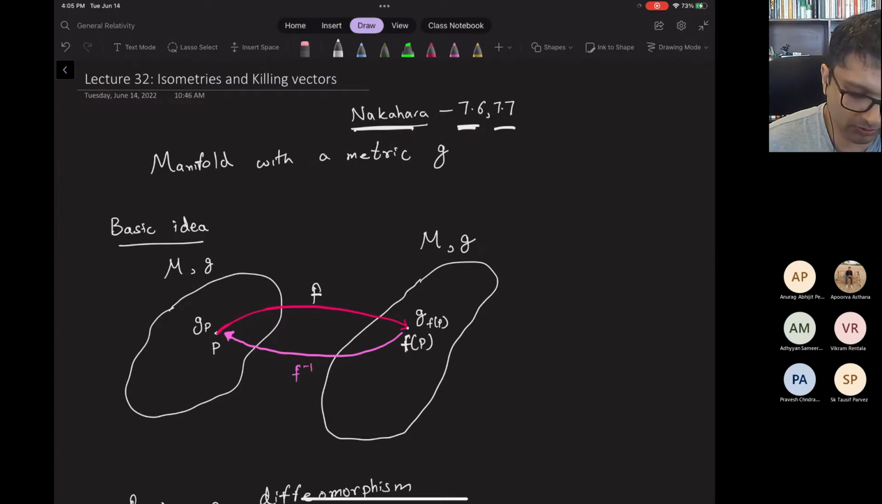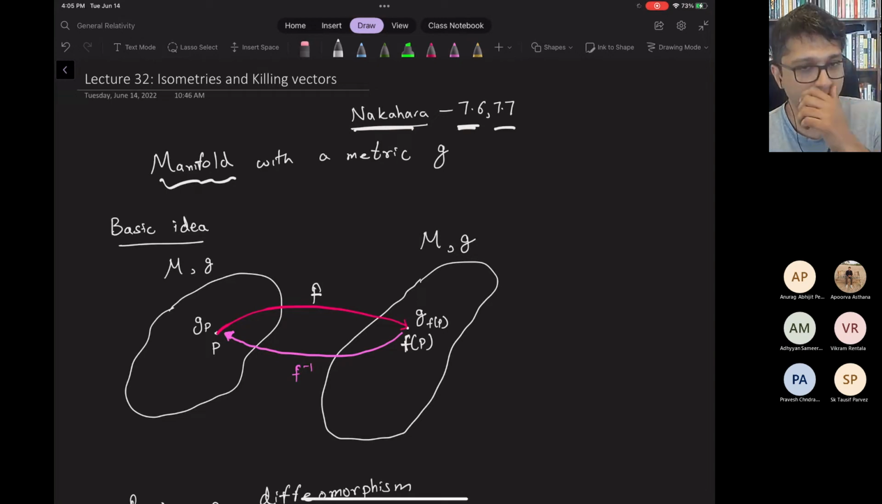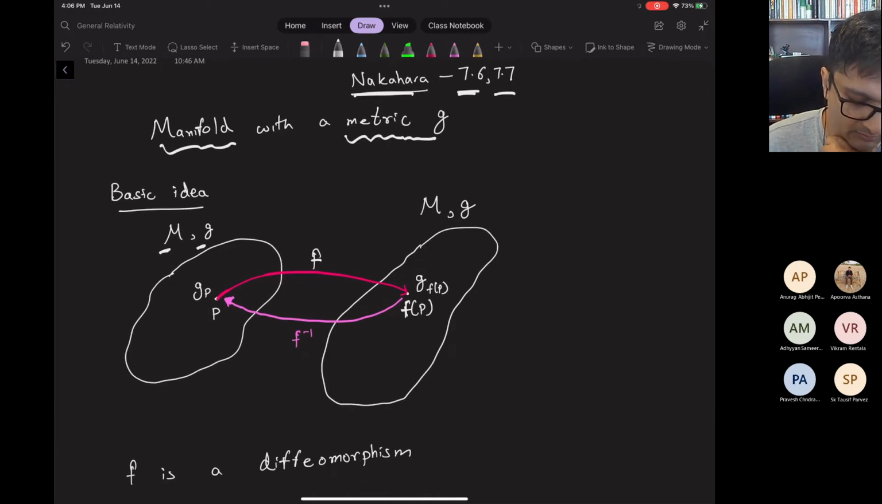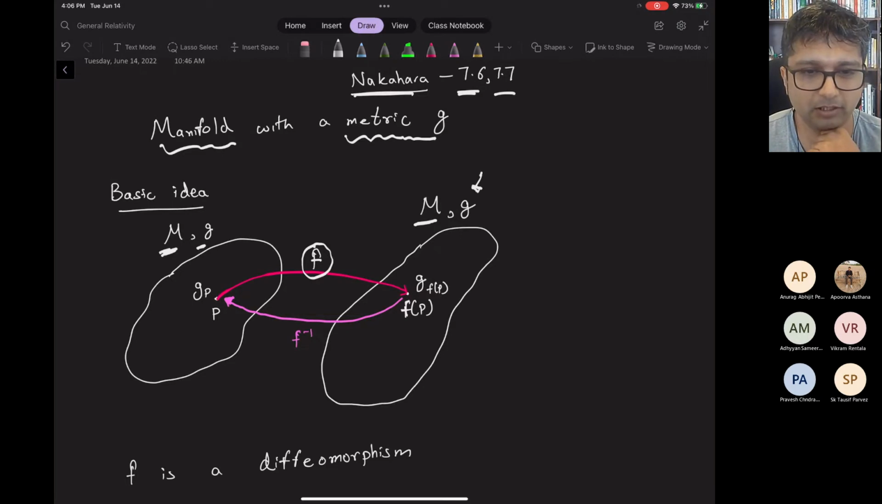So what we'll do is start with a manifold, but now we're going to introduce a metric on this manifold. Till now, in the last 2-3 classes, we had only a manifold without a metric. Now we'll ask what happens when we have a metric G on a certain manifold. The idea is very simple. We have a manifold M with a metric G, and we take a map F from this manifold to itself, to the same manifold M, with the same metric G. What does this map F do?